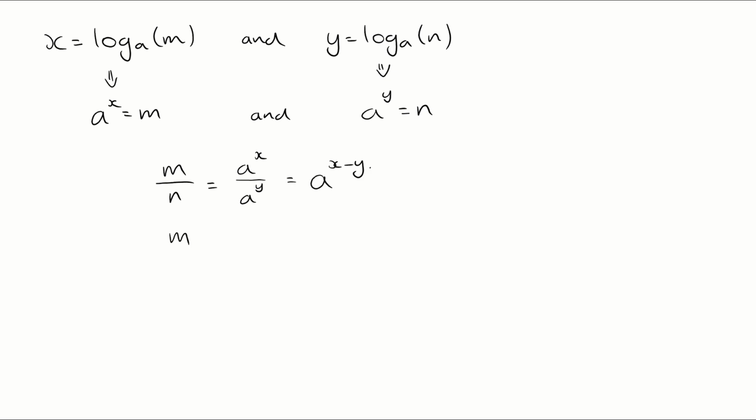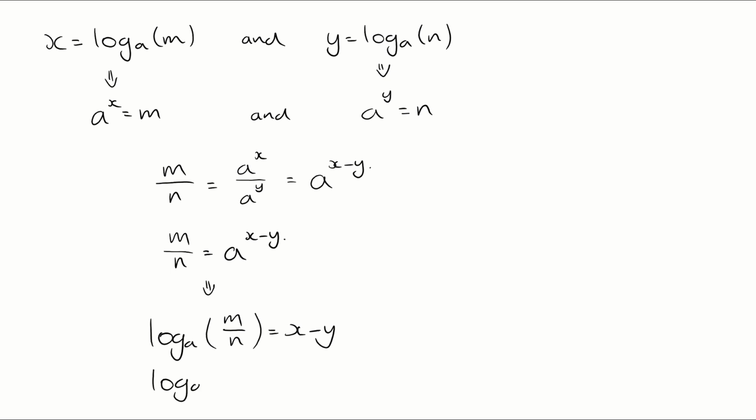So we've got this expression that m over n is equal to a to the power of x minus y. Now, if we write that as a logarithm, back to the logarithmic form, we would say log to the base a of m over n is equal to x minus y. But we know what x is and we know what y is, so we can say that log to the base a of m over n is equal to log to the base a of m subtract log to the base a of n.